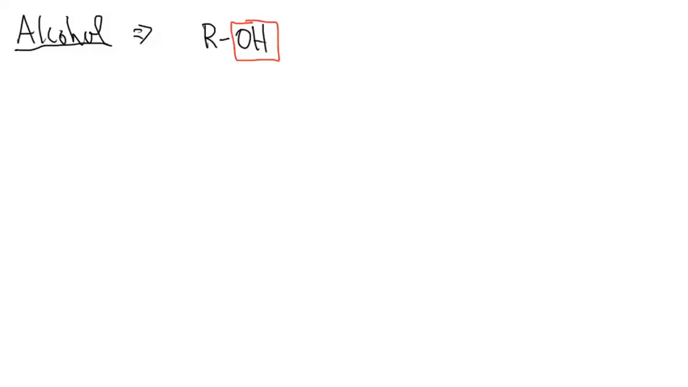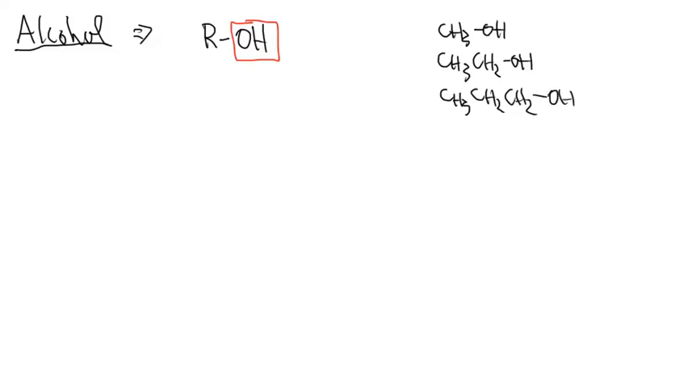All right, so for instance, methanol is CH3OH. Ethanol is CH3CH2OH. Propanol is CH3CH2CH2OH, and isopropanol is CH3CHCH3 with an OH that hangs off in the middle. And that's what gives us our isomer or our iso group.